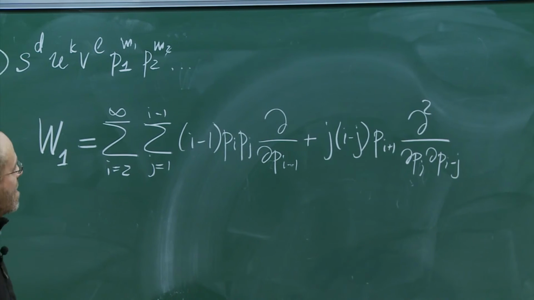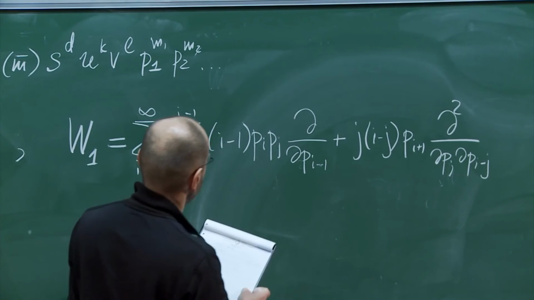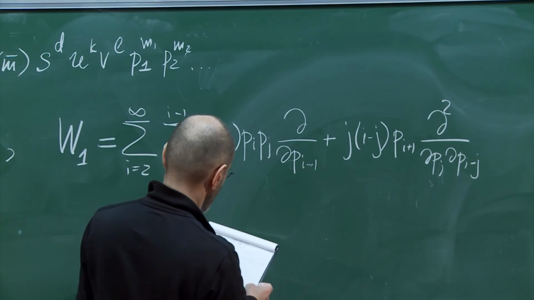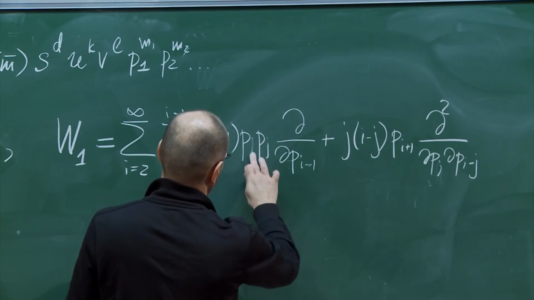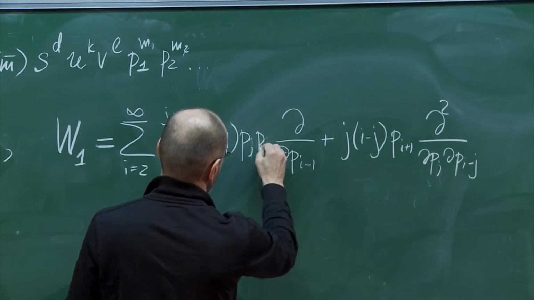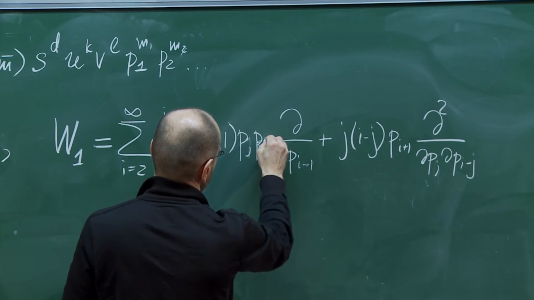There are pi and pj, or is it? Yes, you're right. Thank you. Yeah, pj and pi minus j. Yeah, thank you.